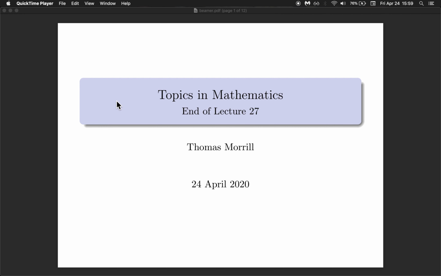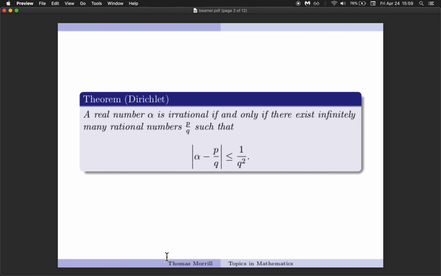So let's get started. The theorem that I'd like to talk about today is due to Dirichlet, who is interested in approximating real numbers by rational numbers. So the situation is we have some real number alpha. We want to approximate it by a fraction p over q, and we want this approximation to be close.